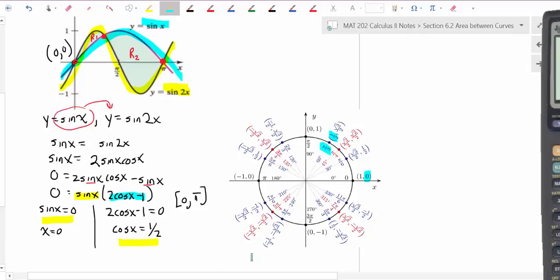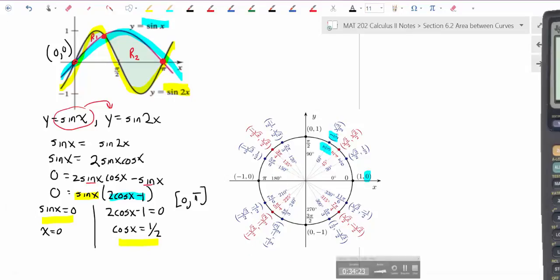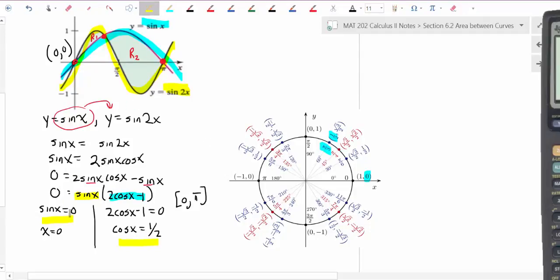You're not going to find any other place on that interval where the cosine of x is equal to 1/2, but the sine of x is equal to 0 also there at pi. So our solutions are sine of x equals 0 at 0 and pi, and cosine of x equals 1/2 at pi over 3. That gives you your intersection points.